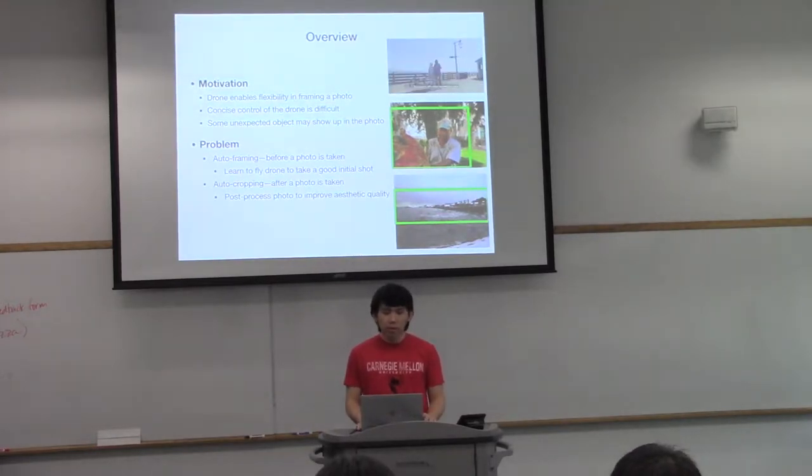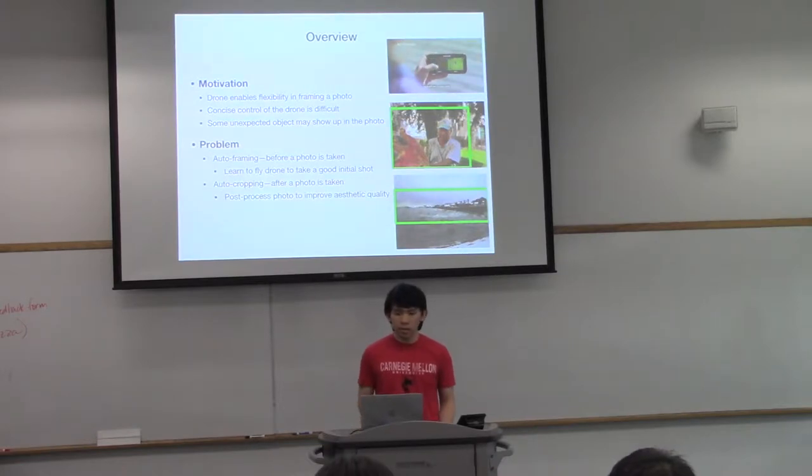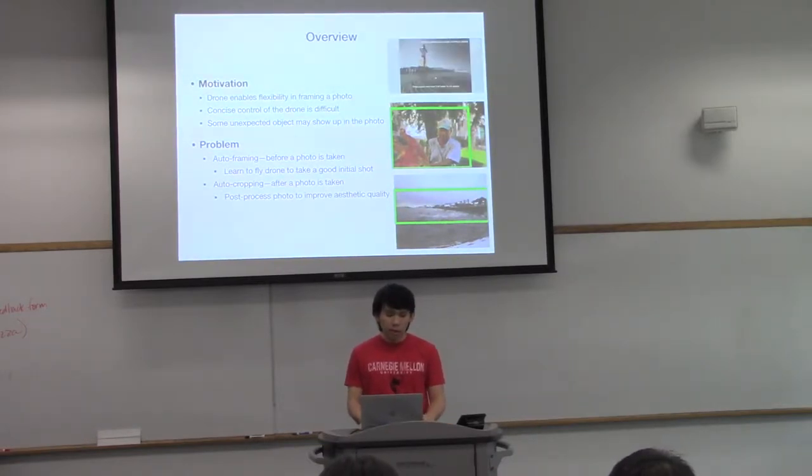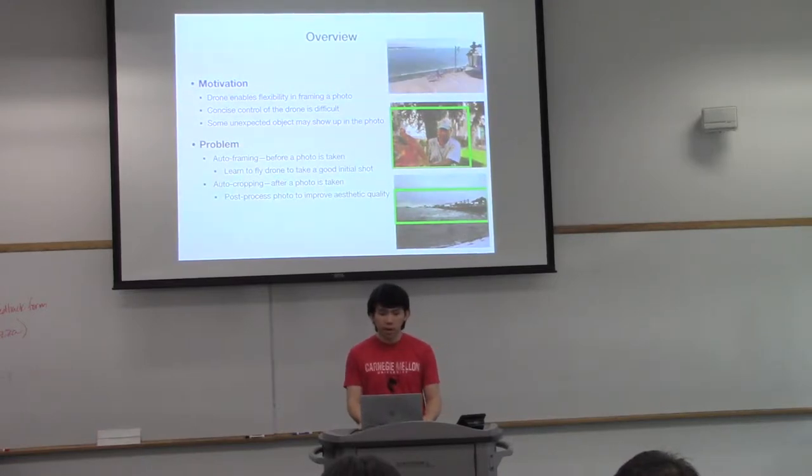As we all know, the drone has pretty flexible control. It can do translational movement or rotational movement. But consistent control of the drone is pretty hard. And even when you think you have a perfect shot, sometimes some unexpected object may show up in the photo. And so we break the problem into two parts.